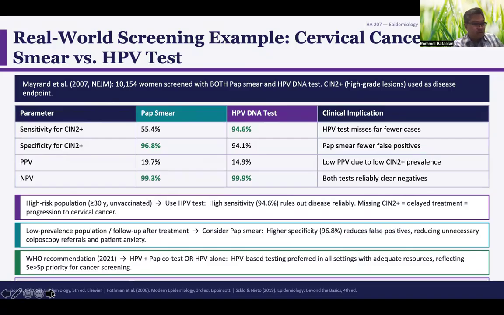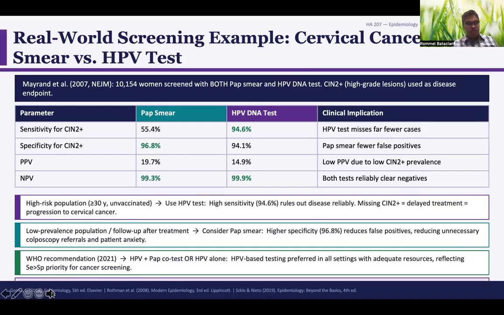So now let's look at an example of screening. Pap smear for cervical cancer screening versus the human papilloma virus testing. HPV is found to be a risk factor that leads to cervical cancers. That's why HPV vaccines are already usually given to women of reproductive age to minimize the risk of developing cervical cancers.